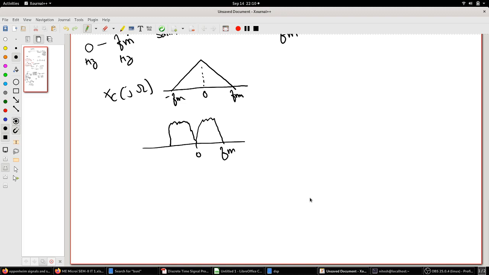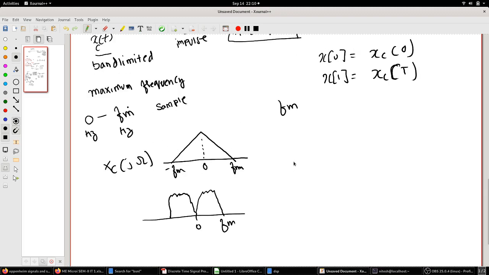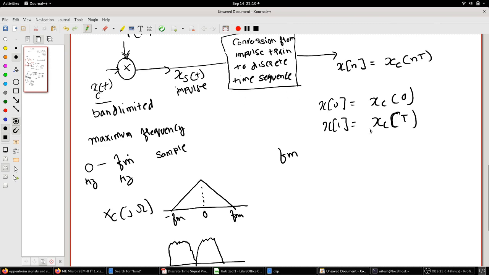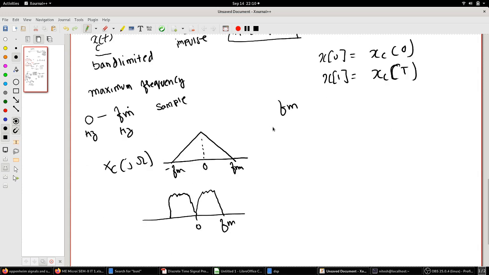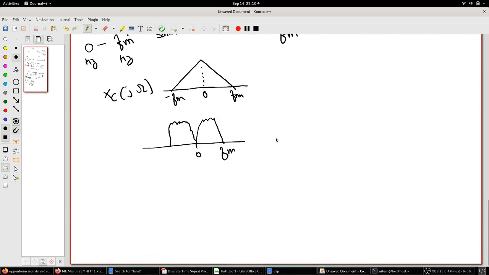So we have this idea about how to convert now the xc of t into x of n, right? Now what we had missed last time was the p of t, the period of sampling. So now if you see in this case, right?